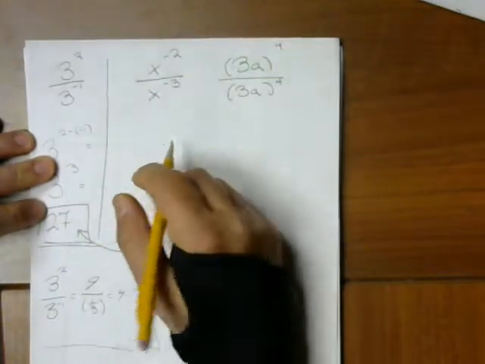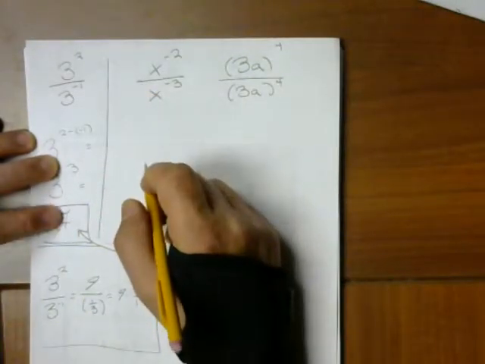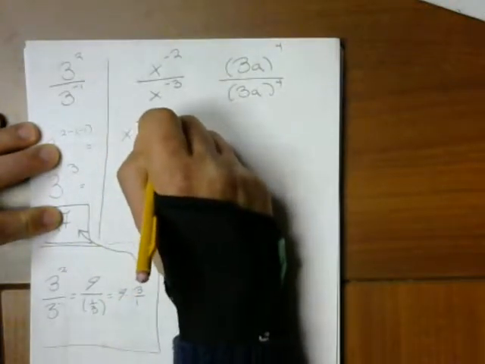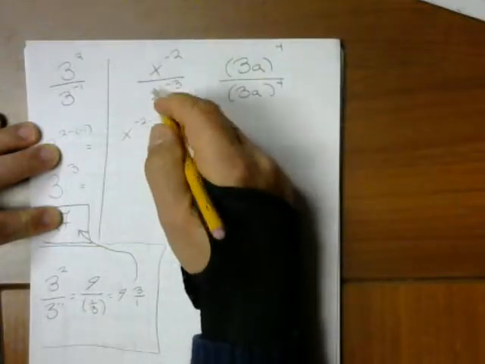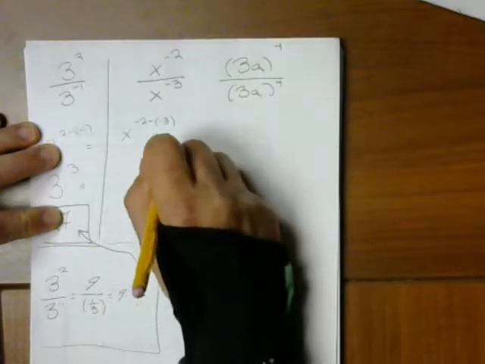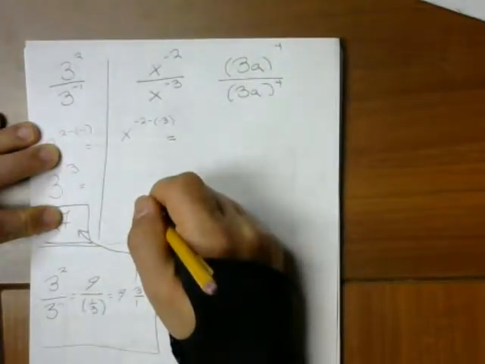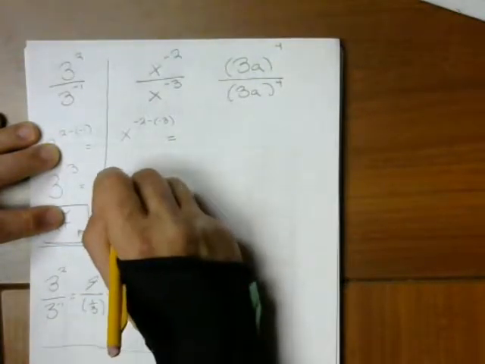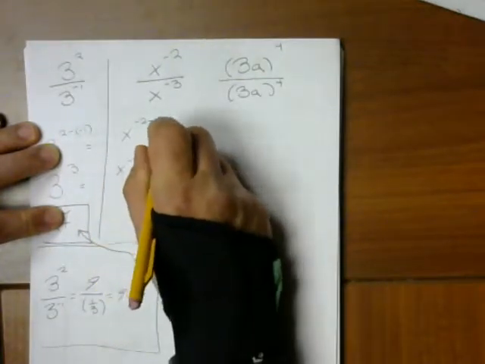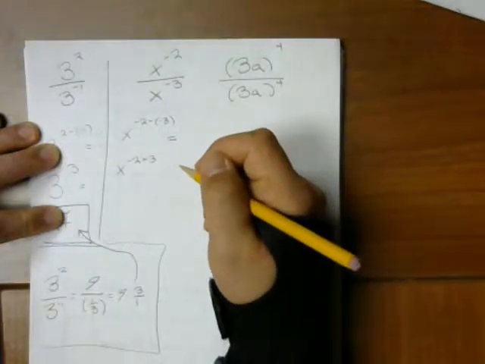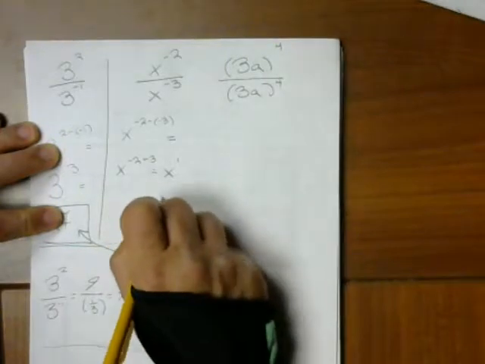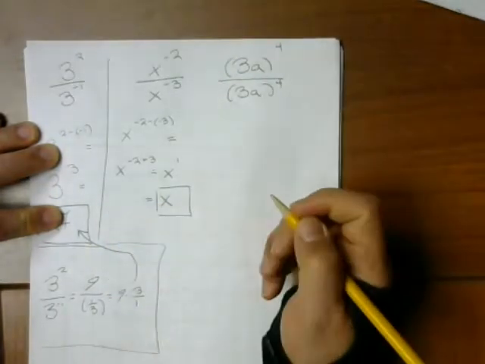So let's look at this one. x to the negative 2 divided by x to the negative 3. Well, this is going to be x to the minus 2 minus negative 3. All we do is we subtract the exponents. Because we have the same base, we can follow our rule. And what does this give us? This gives us x to the minus 2 plus 3, because minus negative 3 is plus 3. And this gives us x to the 1, which is just x.